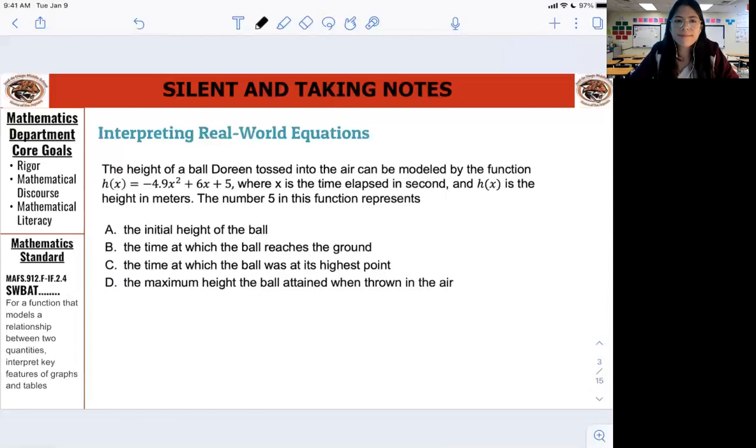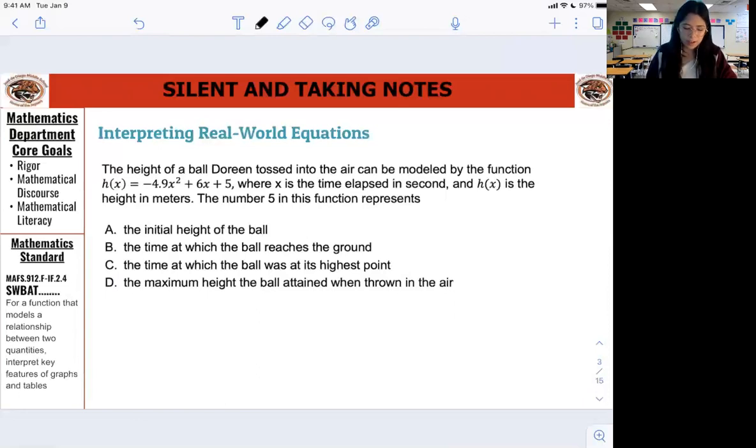The height of a ball being tossed into the air can be modeled by the function h of x equals negative 4.9x squared plus 6x plus 5, where x is the time elapsed in seconds and h of x is the height in meters. The number 5 in this function represents... Okay, what do we think?